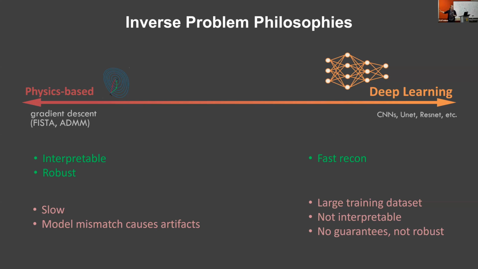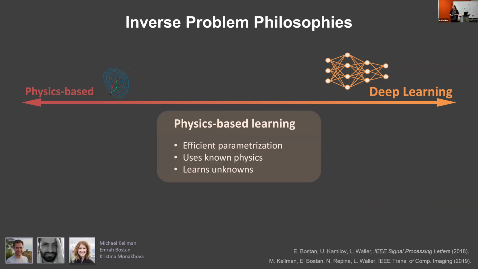Deep learning seems to always win on speed, but it has issues of not being interpretable, and you need training data sets. But it can also find some really interesting fixes to artifacts that might pop up in the model-based approach because you're not modeling everything. If you don't model aberrations, or if you don't model something else, then they will turn up as model mismatch artifacts. But the real play is to see if you can figure out how to use the best of both worlds: use the physics you know and learn the stuff you don't know.